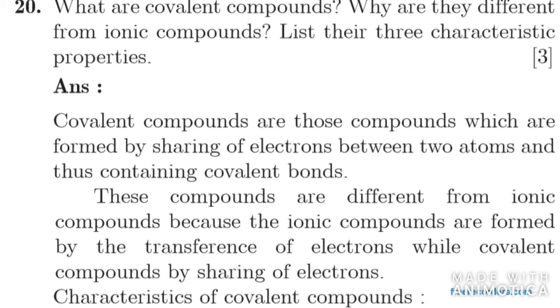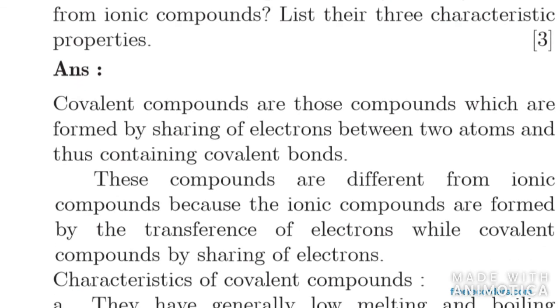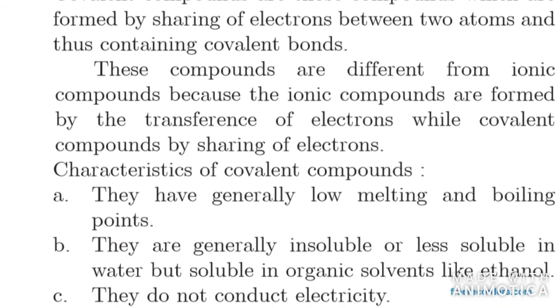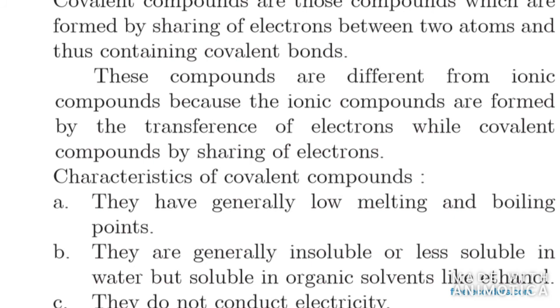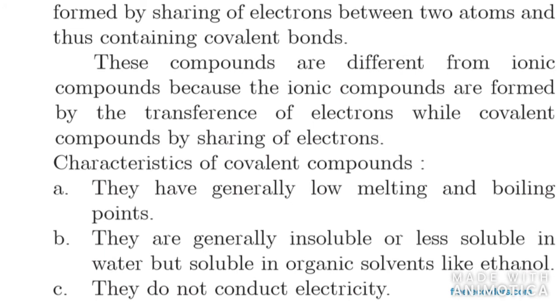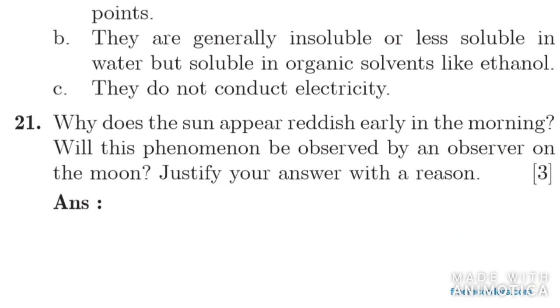If you want to note down again, you can note down from this part. We have all the answers for it. First is what covalent bonds are. Second is how they are different from ionic compounds. Then the third is the characteristics of covalent compounds. So that's all for question number 20.